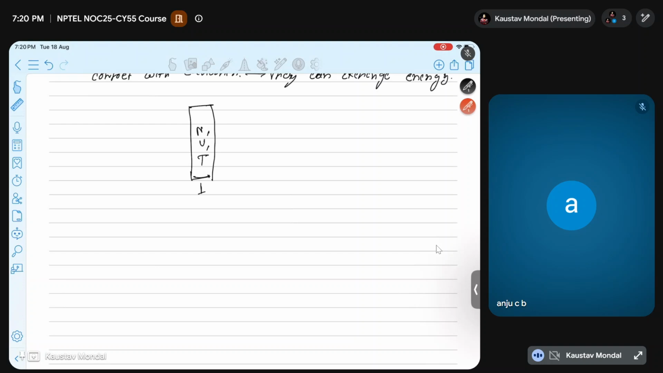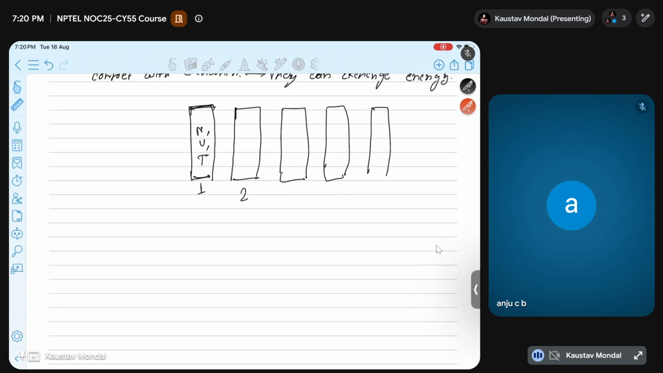Now like this we replicate the same system with the same specification. You replicate one more time, two more times, three more times, like that. So in this way you can consider n number of times: 1, 2, 3, 4, 5. This is n number of times. All of them have the same specifications: NVT, NVT, NVT, NVT.